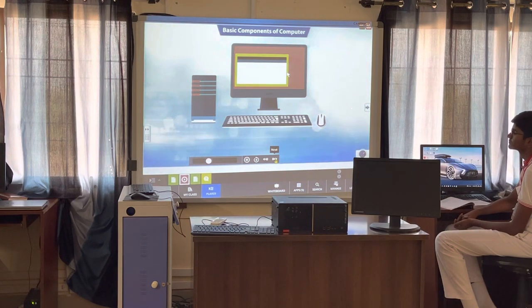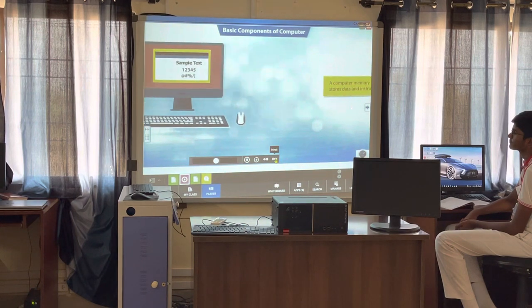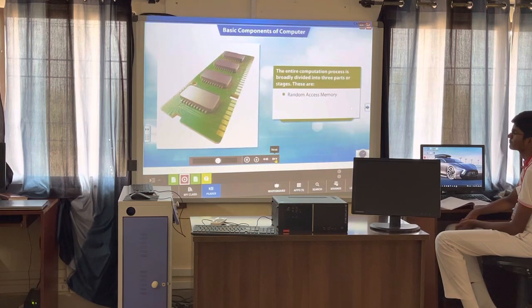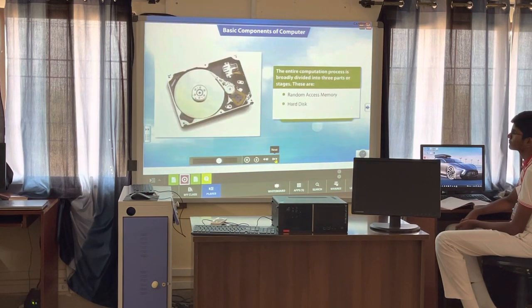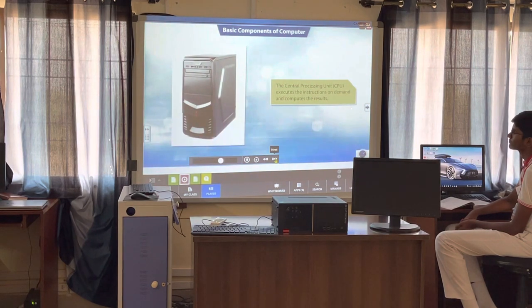A computer mouse controls the cursor movement on the display screen. It is also used for selecting and moving an item on the screen. Keyboard is an input device for letters, numbers, and special characters. A computer memory unit stores data and instructions. Examples of commonly used storage devices are random access memory, hard disk, and compact disk. All received data and instructions are stored in the computer's memory.